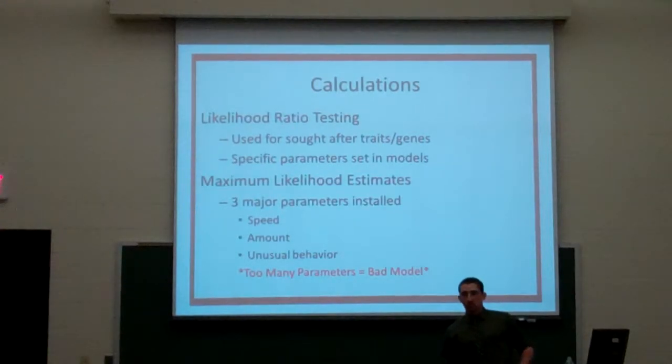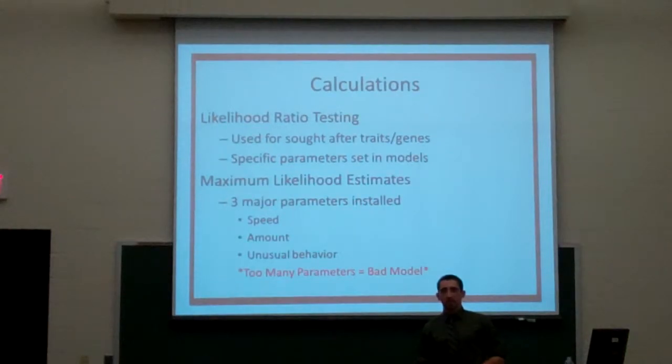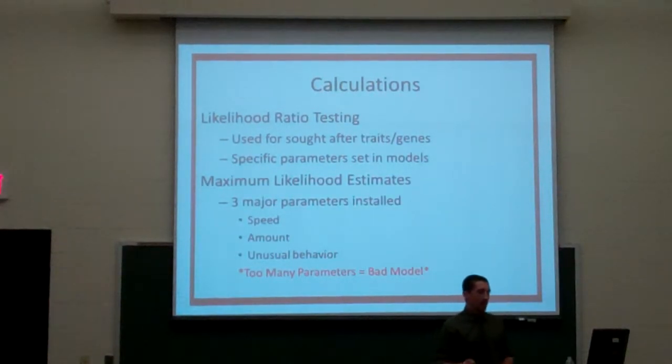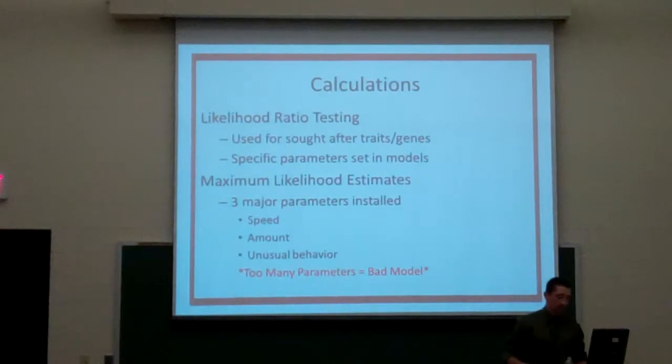Likelihood ratio testing is normally used for finding comparisons between specific genes, for example, like the red pigment gene that we looked at earlier. These models in the computer have specific parameters set to them, so they're set out to locate the specific trait and compare species based on that trait.